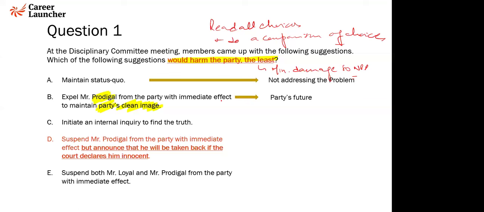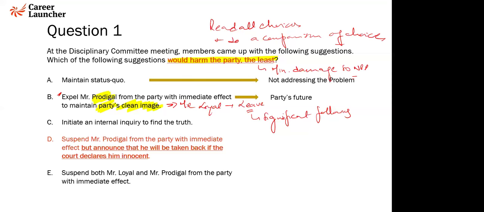Second problem is if Mr. Prodigal is, let's say, expelled from the party, what will Mr. Loyal do? He will also leave, and he has got a significant following, and his followers will also leave with him or damage the party.